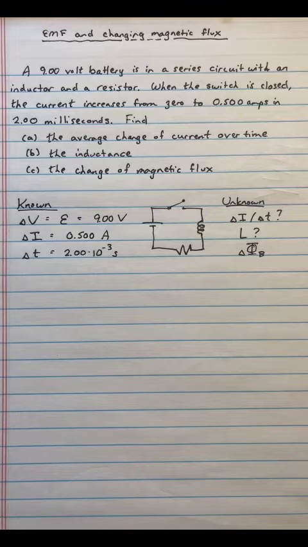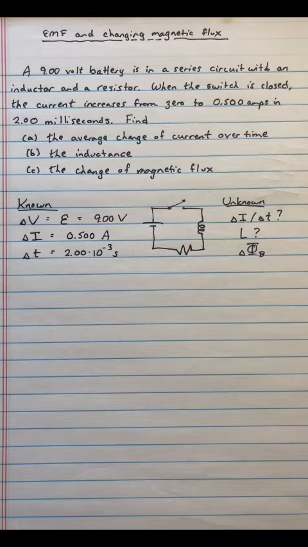Today we're taking a look at Faraday's law, or an application of it, and change of magnetic flux. So let's suppose we have the following. We have a 9-volt battery connected in series with an inductor and a resistor, and of course a switch. So the switch is open, nothing's happening. Close the switch and wait a while, and the current increases from 0 to half an amp within 2 milliseconds.